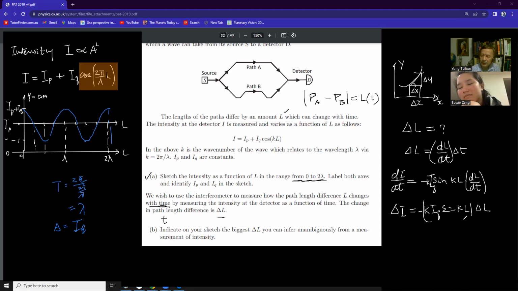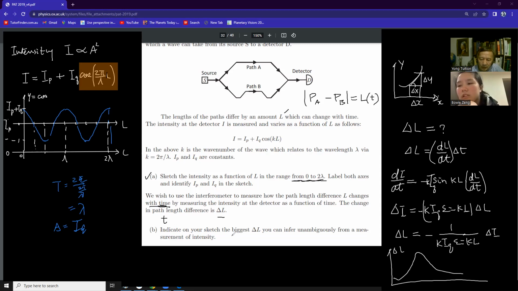So in other words, this is time dependent. We are looking for the biggest delta L you can infer. Can we rewrite this formula in terms of L? Delta L will equal negative 1 over k I_Q sine kL, with k constant, times delta I. So they believe delta L has a kind of maximum, right? What is the biggest L as a function of delta I?